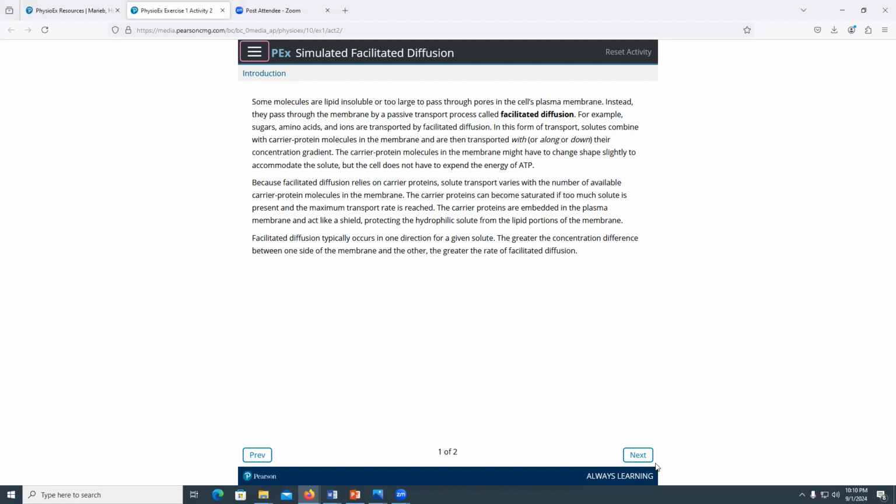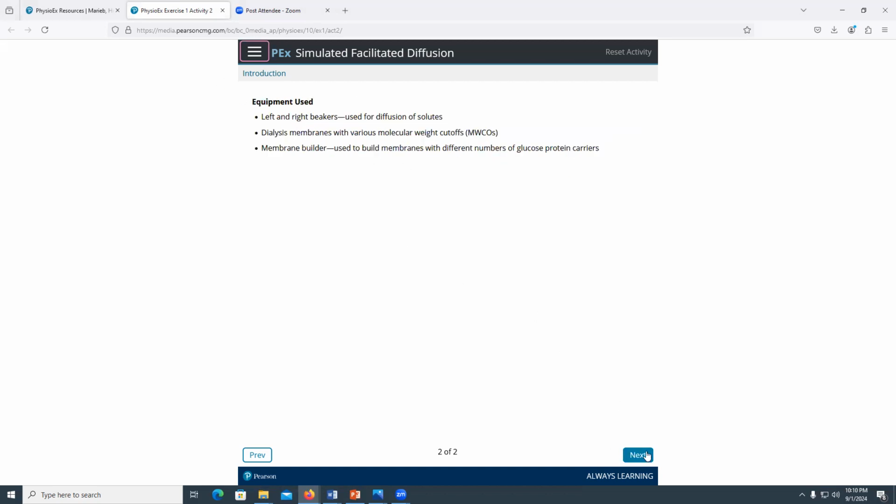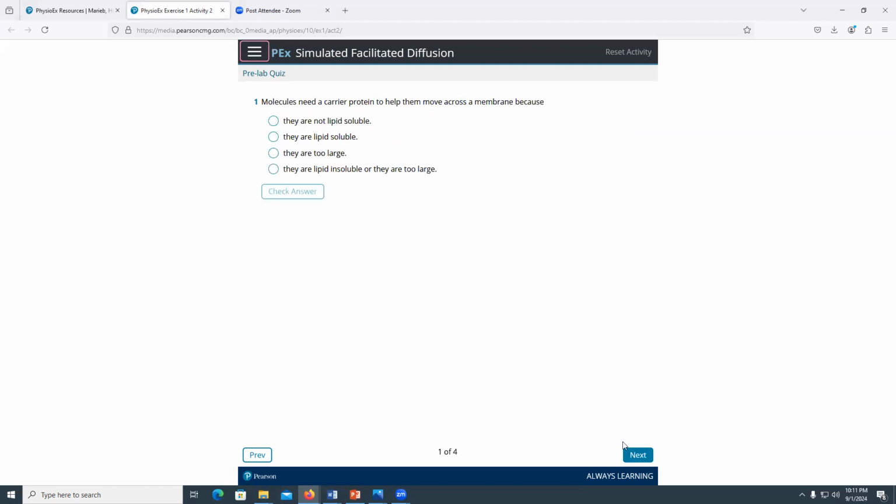So you can read this on your own. We're going to be using left and right beakers and dialysis membranes. And we're going to use a membrane builder where we're going to be plugging in a number of glucose protein carriers. Okay, so let's begin with the pre-lab. Molecules need a carrier protein to help them move across a membrane because they are not lipid soluble. That is true. And because they are too large, both they are lipid insoluble and because they are too large.